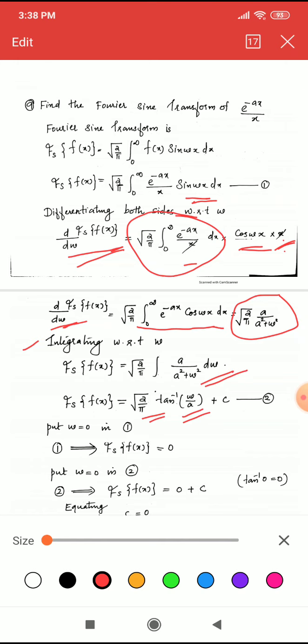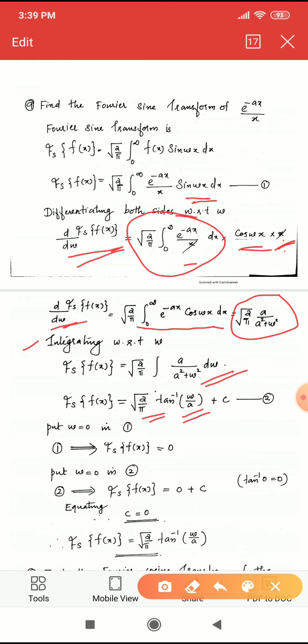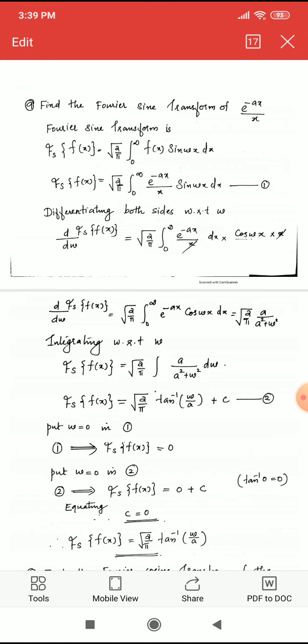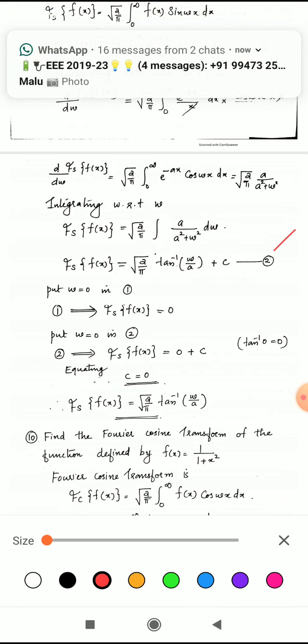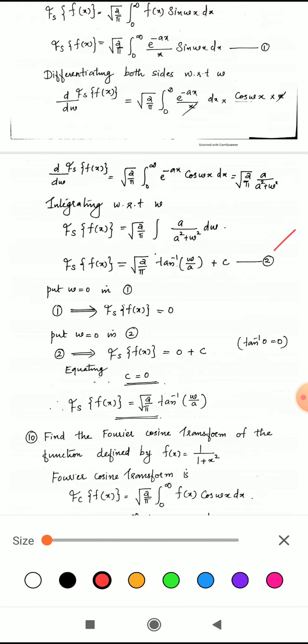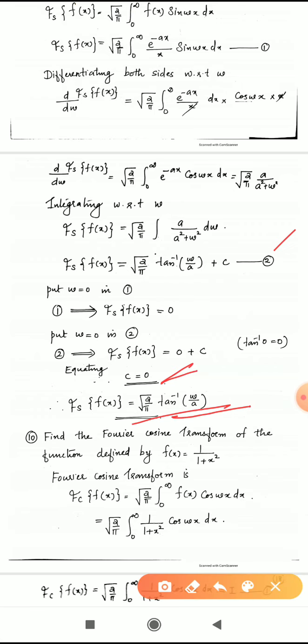Now we have to find the constant value. So first put omega equal to 0 in equation 1. We have Fs of f of x equal to sine 0, which is 0. Then next put omega equal to 0 in equation 2. We have Fs of f of x equal to 0 plus c. So we get c equal to 0. Therefore the answer is root of 2 by pi tan inverse omega by a.